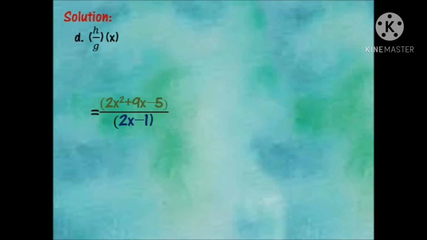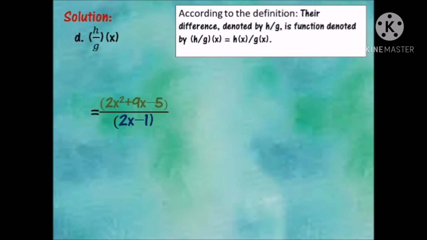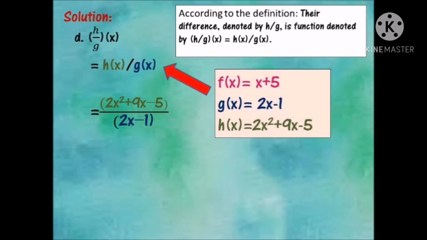Next, letter D. H over g of x. According to the definition, the quotient denoted by h over g of x is equal to h of x over g of x. And then from the given function, let's substitute h of x and g of x. It will become now 2x squared plus 9x minus 5 over 2x minus 1.